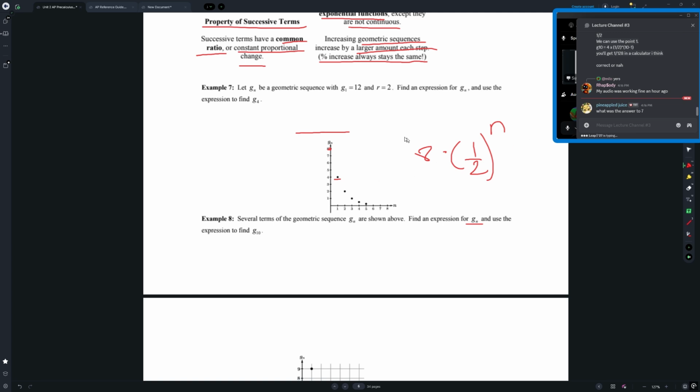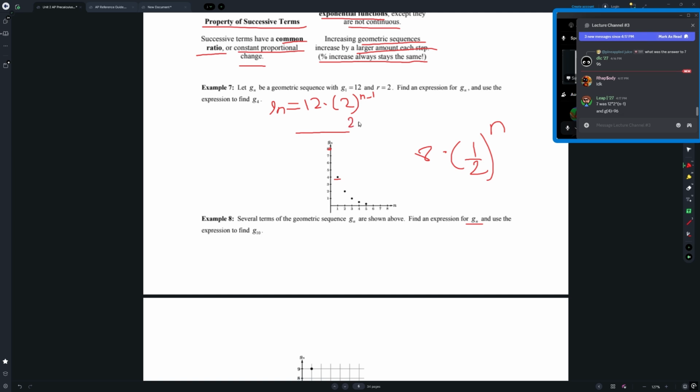The answer to this, oh, skip 7. 7 would be 12 times 2 to the n minus 1, I'm pretty sure. Yeah, it would be 12 times 2 to the n minus 1. So g of 4 would just be plugging it in, so 2 to the third times 12. Okay, do these two make sense?